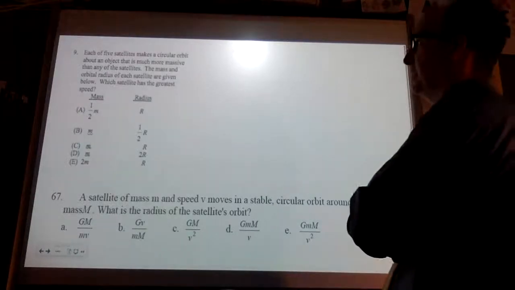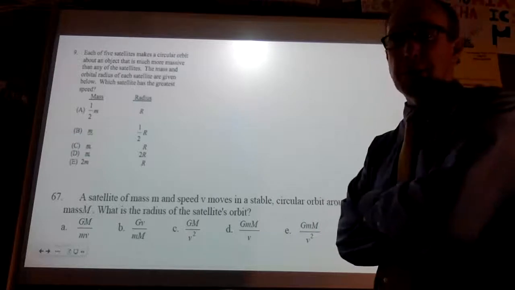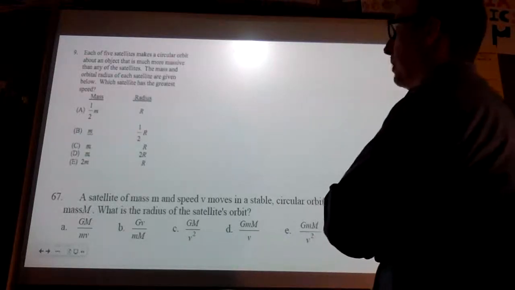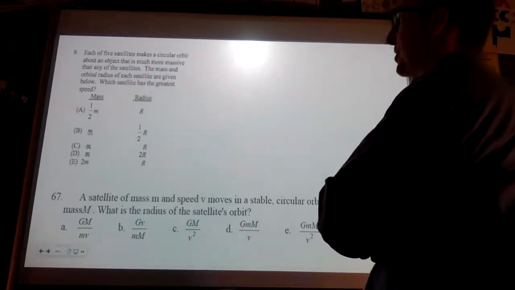Each of 5 satellites makes a circular orbit around an object that is much more massive than them, so we don't have to worry about center mass. The mass and the orbital radius of each satellite are given below. Which satellite has the greatest speed?